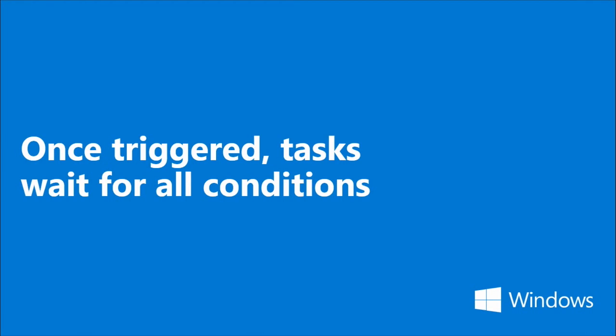All right. Once triggered, a task waits for all conditions. This is a really interesting scenario. You create a background task, and you create a time trigger that runs every 15 minutes. Let's start with some situations. Your user turns their machine off for 16 minutes. So your 15 minutes is inside that window when their device was shut down. They turn it back on, what happens to your background task? It runs immediately, because the trigger was actually satisfied and the conditions would be satisfied.